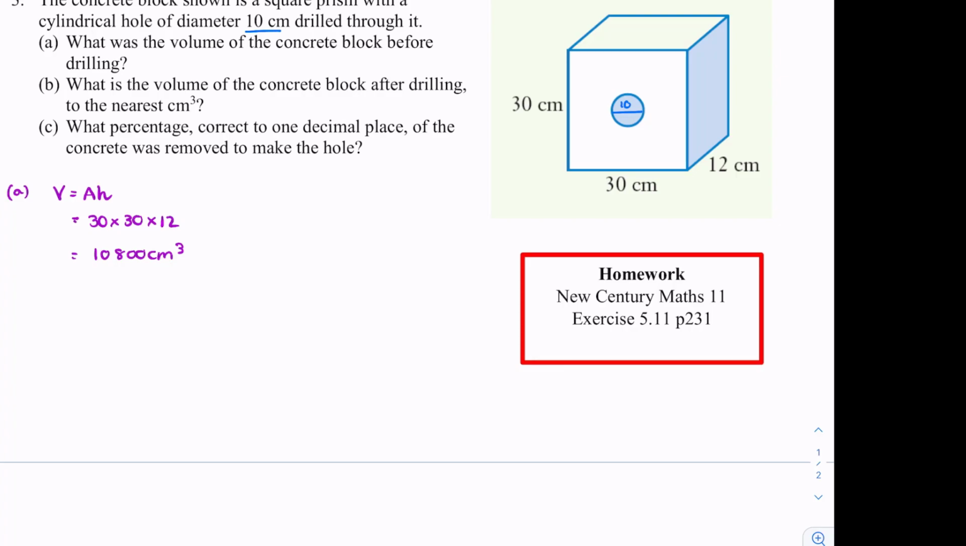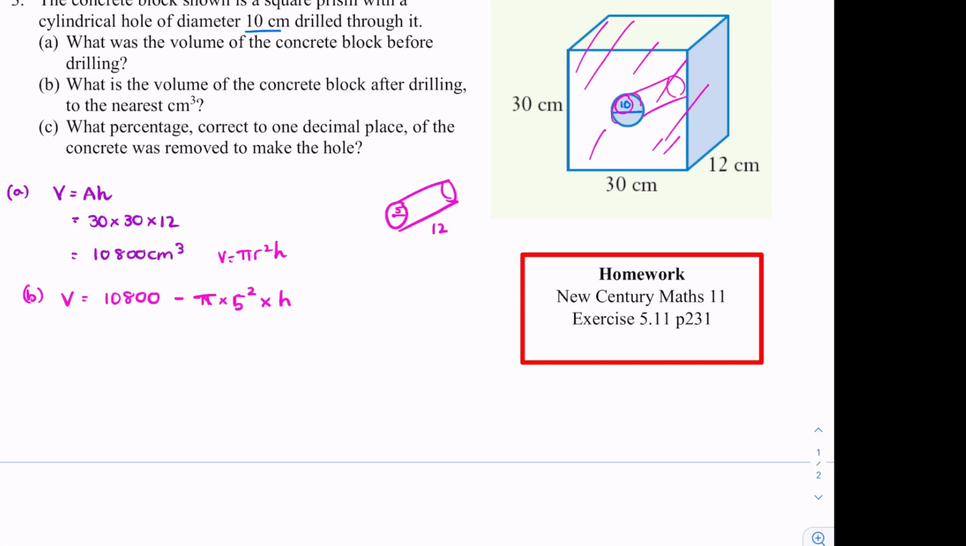Now let's have a look at part B. Part B says, what is the volume of the concrete block after drilling to the nearest centimeter cubed? Well, we've got the volume of this entire block, and we're taking out this little thing inside. So this inside is really a cylinder, which has a length of 12 or a height of 12, and it's got a radius of 5 because that is half of 10. So the volume is going to be, well, we had the volume of the whole thing, that which from the previous question is 10,800, and I'm going to take away the volume of my cylinder, which is pi times 5 squared, times the height. Pi r squared height is the volume for a cylinder.